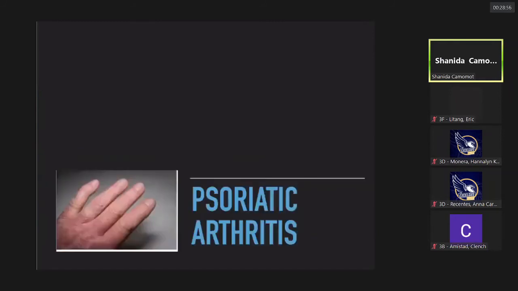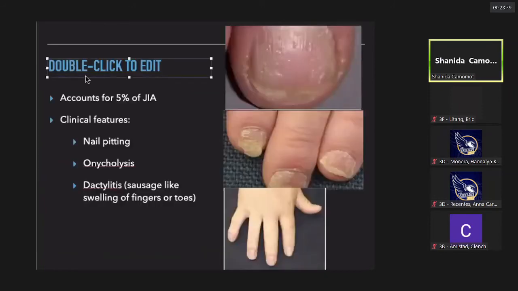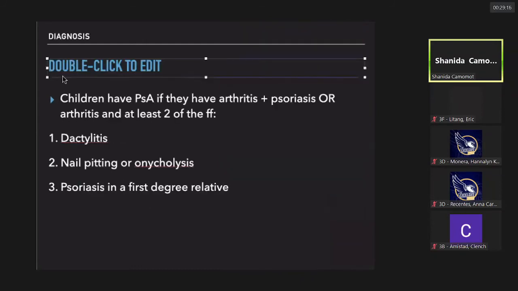Next is psoriatic arthritis. So psoriatic arthritis accounts for 5% of JIA, and the clinical features include nail pitting, onycholysis, and dactylitis or the sausage digits of the fingers or toes. So how do we diagnose? Children with psoriatic arthritis are diagnosed if they have arthritis plus psoriasis, or arthritis and at least two of the following clinical features of psoriasis: dactylitis, nail pitting or onycholysis, or psoriasis in a first-degree relative.